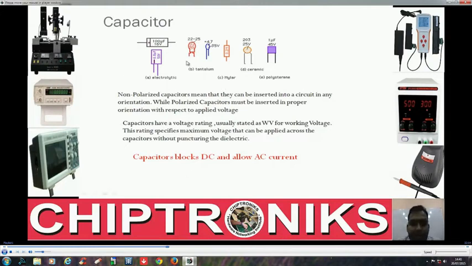We have these types of capacitor: electrolytic capacitors, tantalum capacitors, mylar, ceramic and polystyrene. And capacitors have a voltage rating. We call it working voltage, and this rating specifies the maximum voltage that can be applied across the capacitor without puncturing the dielectric. As I said, a polarized capacitor must be inserted in proper orientation with respect to the applied voltages, whereas you can place a non-polarized capacitor in any orientation.